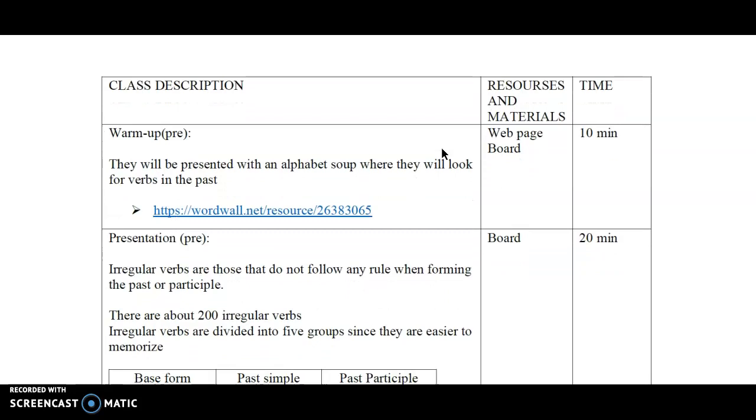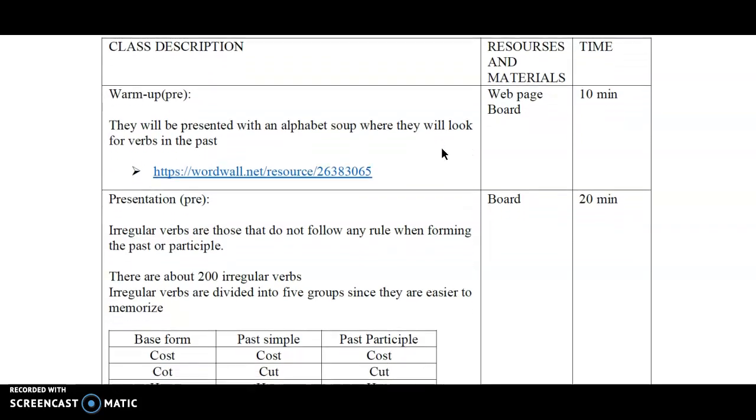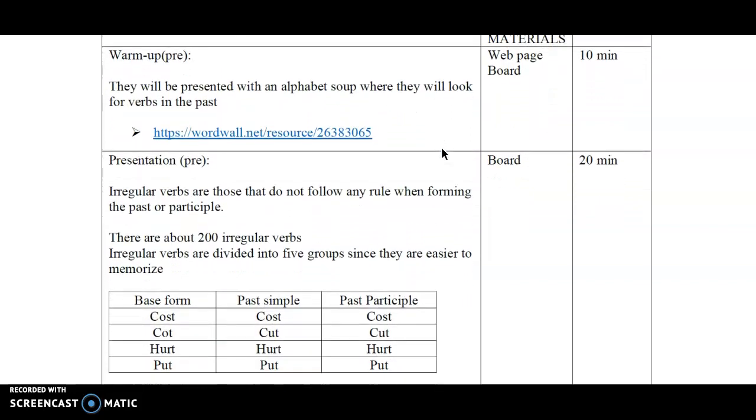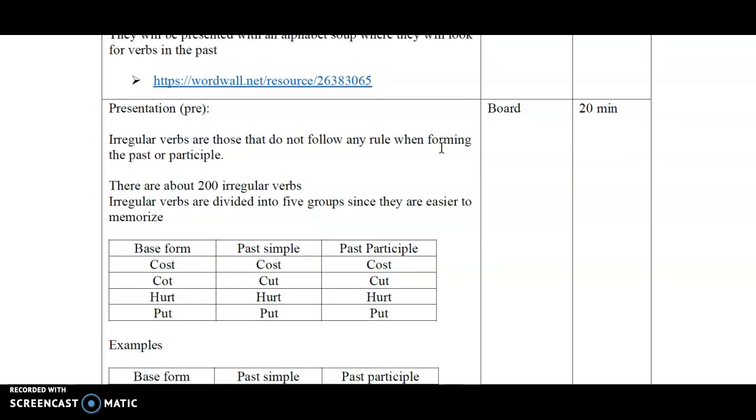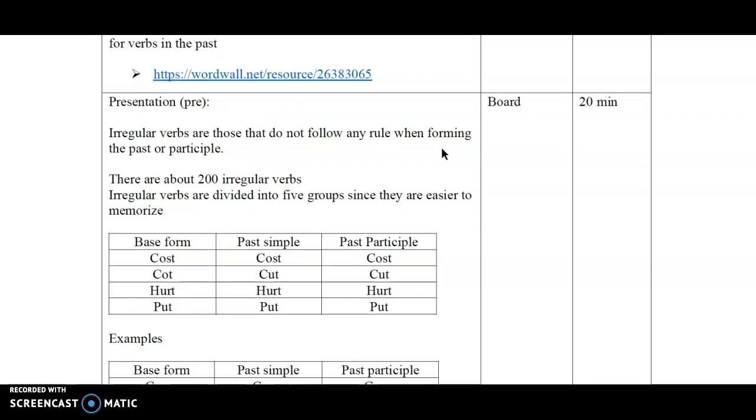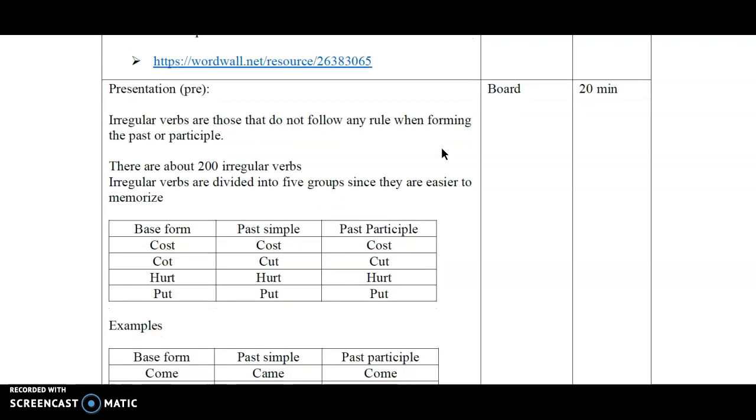Warm up: they will be presented with an alphabet soup where they will look for verbs in the past. Web page, boards. 10 minutes. Presentation: irregular verbs are those that do not follow any rule when forming the past or participle. Materials and resources: boards. 20 minutes.